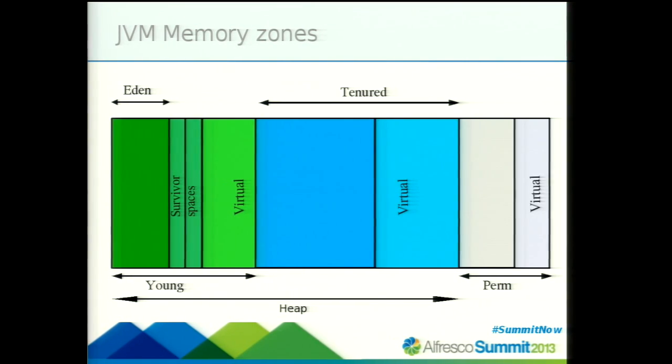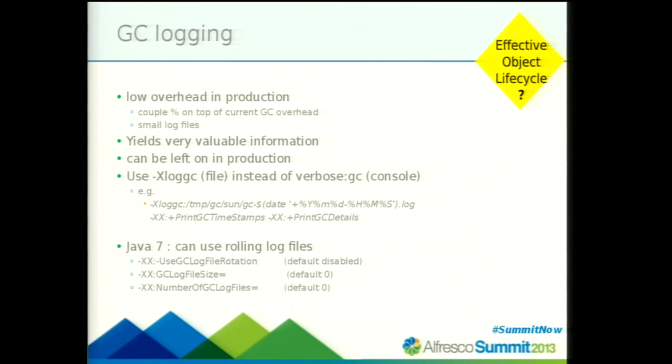And you will see that very easily by turning on GC logging. GC logging is something that has very low overhead in production. It's only maybe 1 to 2% on top of the current GC overhead, so it's very minimal. The log files are rather small, so they can easily be stored on the local drives or wherever you want to store them, no matter. And it yields really, really valuable information about the performance of the JVM over time.